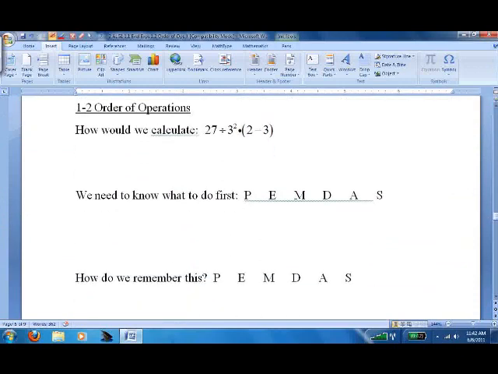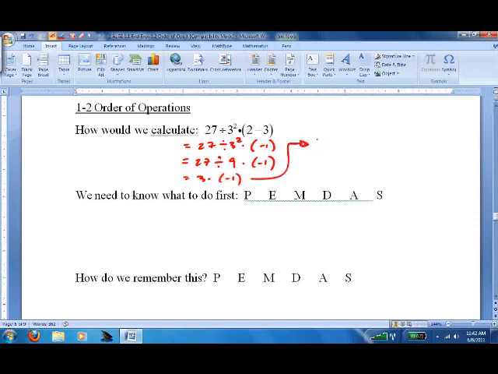How would we calculate 27 divided by 3 halves times 2 minus 3? Well, I happen to know that the first thing you want to do is your parentheses. So I would rewrite it as 27 divided by 3 squared times negative 1. So now we've got our parentheses. The next thing I would do would be the exponents, which is 27 divided by 9 times negative 1. And now I know that we do division or multiplication first, usually multiplication, unless division comes first in order. So it would be 27 over 9 is 3. That's a little arrow saying we're going to finish the problem up here. And 3 times negative 1 is negative 3.